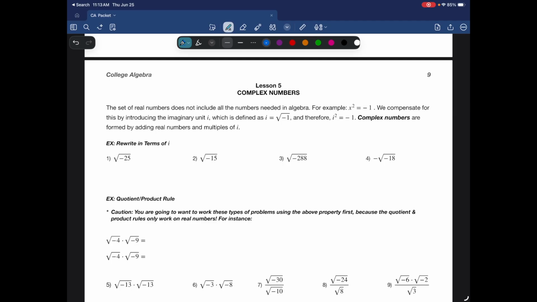Complex numbers are formed by adding real numbers and multiples of i. It's really unfortunate, the naming scheme of things. It says imaginary unit, but they're not truly imaginary. It's just because real numbers had their name first, and if they're not real, then they're imaginary. They are useful numbers. You see them a lot in engineering, but I just want to say out front that we're not just making up numbers to make the math work. That's not how this works.